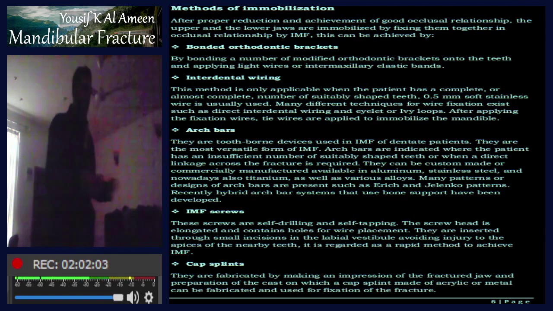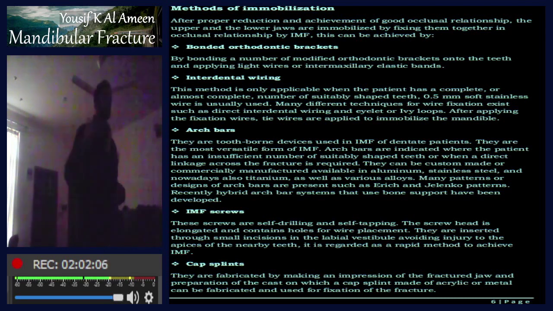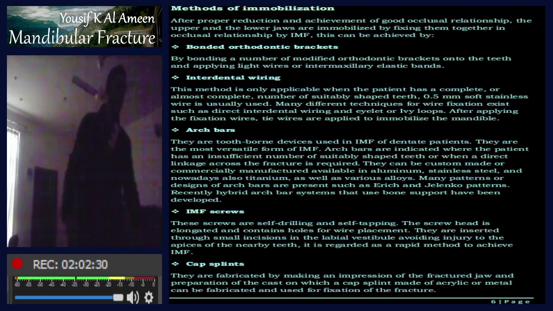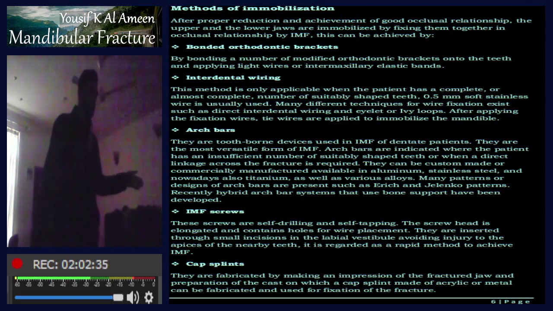The screw's head is elongated and contains holes for wire placement. They are inserted through small incisions in the labial vestibule, avoiding injury to the apices of the nearby teeth. It is regarded as a rapid method to achieve intermaxillary fixation.